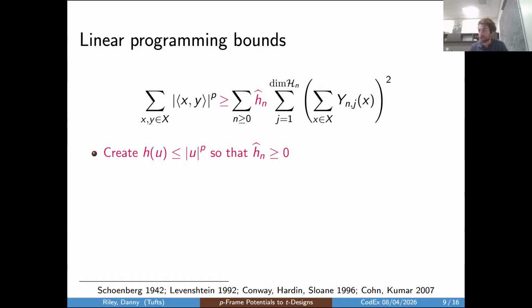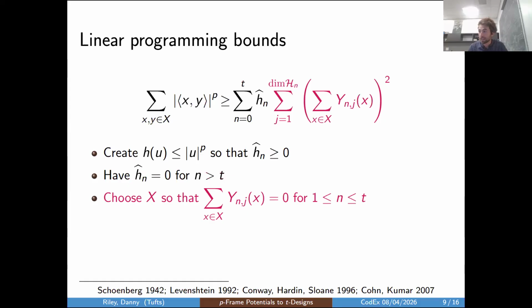But if I have this lower bound, then I'm now expanding h hat instead of f hat. I'm going to choose h hat to be non-zero for only finitely many values of n, and let's just say that that's equal to t. So I've converted that infinite sum into a finite sum. And then, let's look at the other term over here.